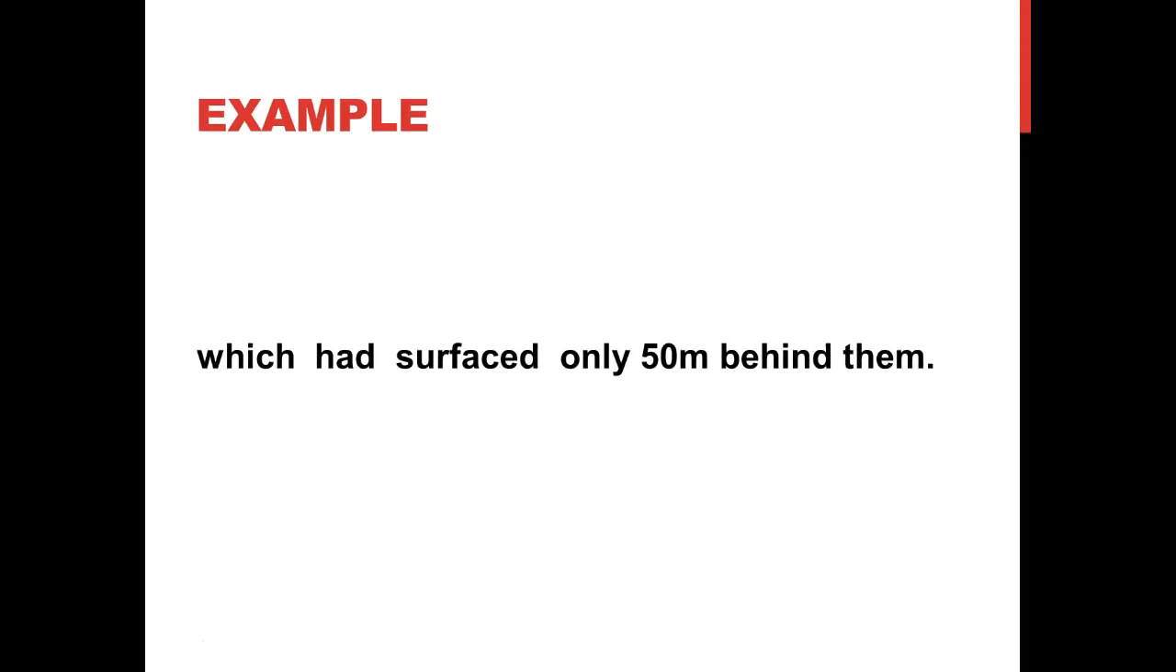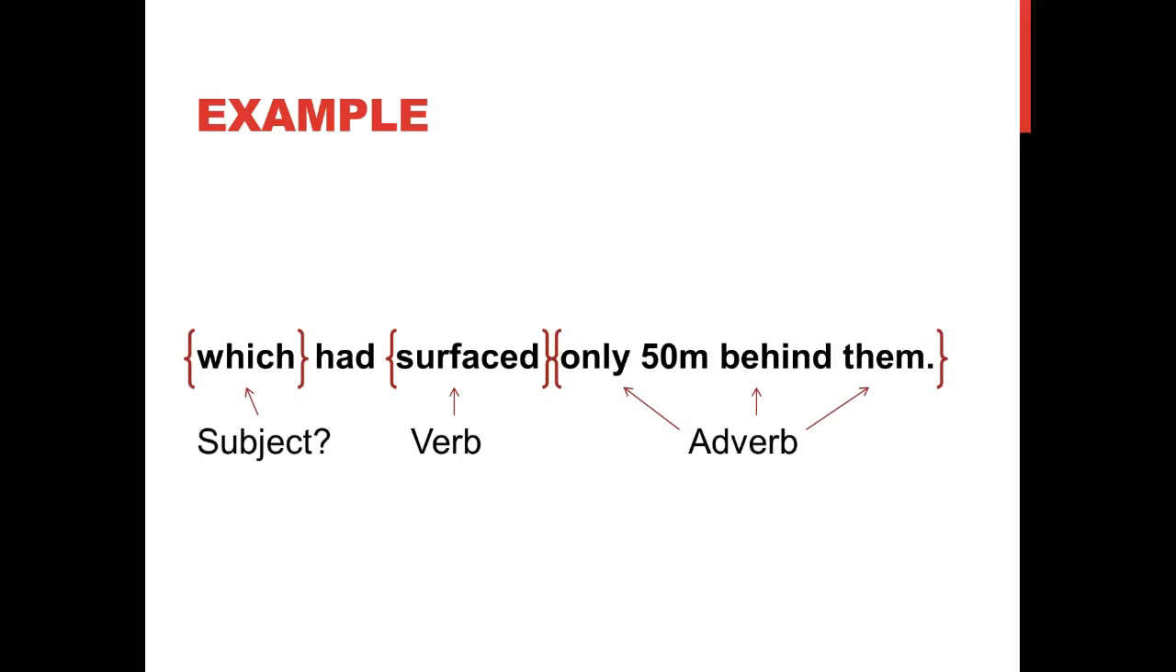An example of this is this sentence, which had surfaced only 50 meters behind them. If we saw that written on its own, we'd think, what's going on? Immediately you can see that there is the verb there, surfaced, something is surfacing, and they've actually used an adverb to complete that sentence, talking about how it's happening, the fact that they're surfacing behind them, which leaves us to think that which, something they're referring to as which, might be the subject. But, as we can see, this sentence on its own doesn't make sense.